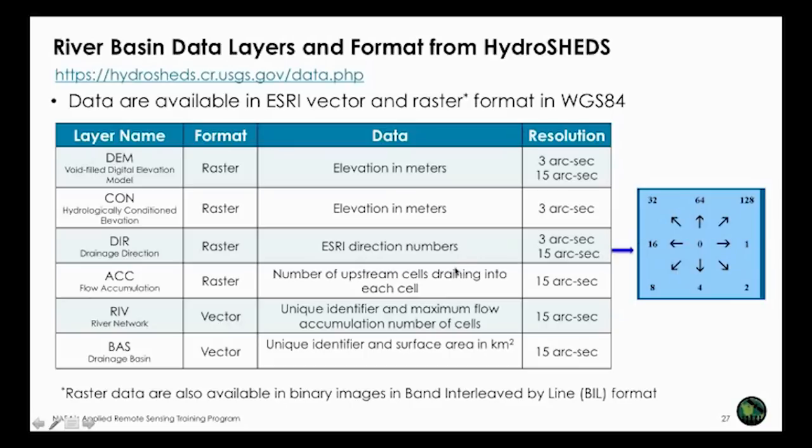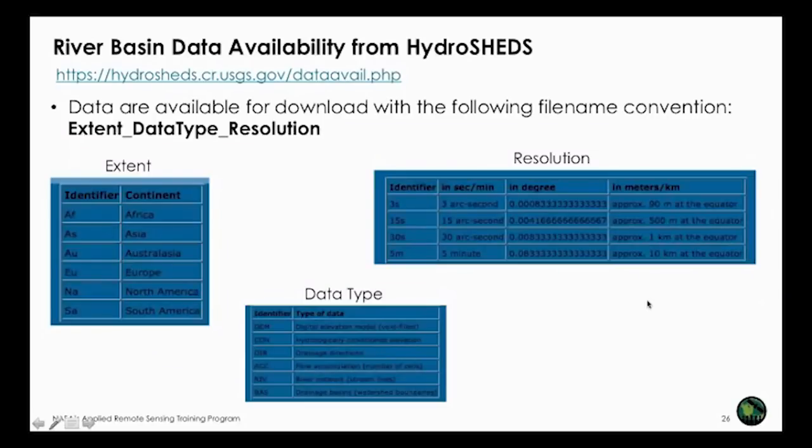Similarly, flow accumulation is the number of upstream cells draining into each cell. And then unique identifier and maximum flow accumulation number of cells, that is river network, and unique identifier and surface area in kilometers, that is drainage basin. Both of these are available, as you can see, at 500 meter resolution.